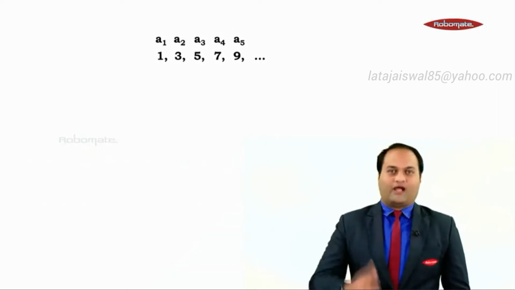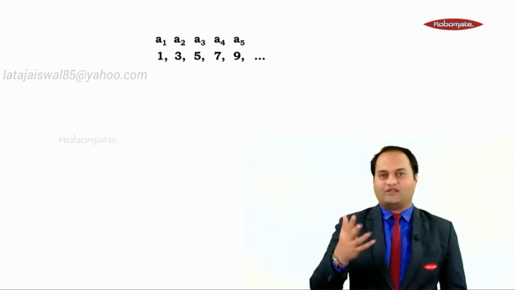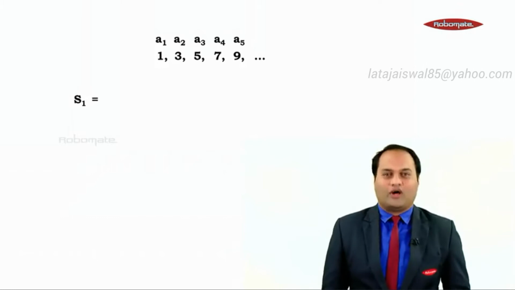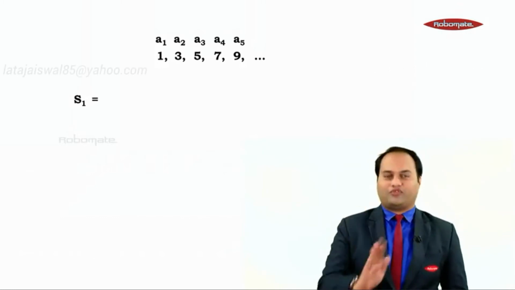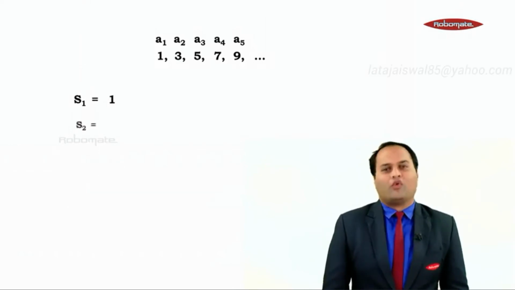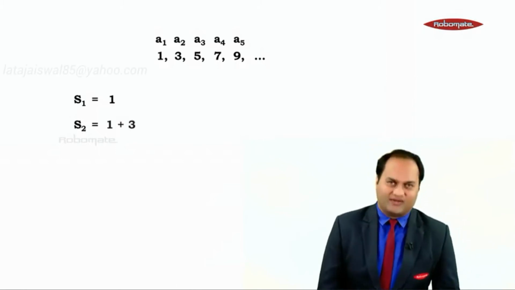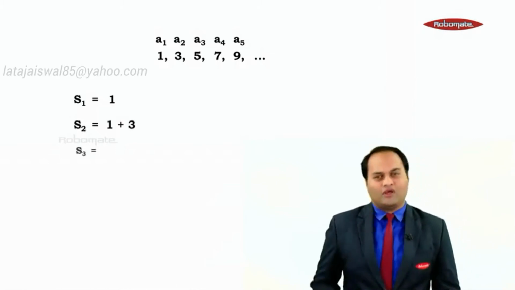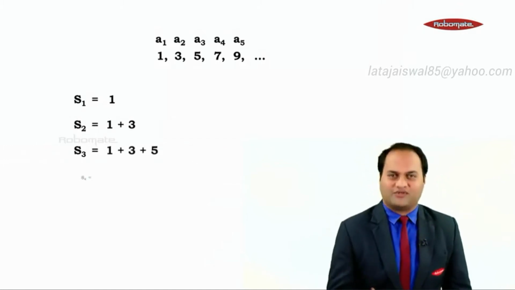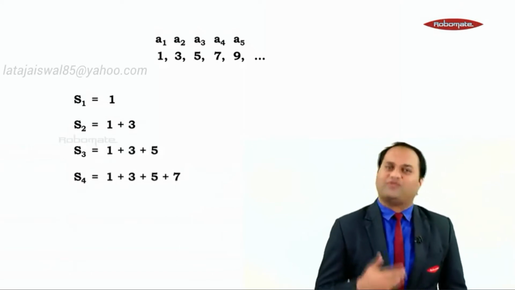Now, we all know that 1, 3, 5, 7, 9 is an AP, where A1 is equal to 1, A2 is 3, A3 is 5, and so on, right? If I ask you a question, what is S1? You will say S1 is the sum of the first term, which is nothing but the first term itself, that is 1, right? What is S2? S2 is the sum of first two terms, that's 1 plus 3, right? A1 plus A2. Similarly, what is S3 here? 1 plus 3 plus 5, the sum of first three terms. What is S4 here? The sum of first four terms, that is 1 plus 3 plus 5 plus 7, right?